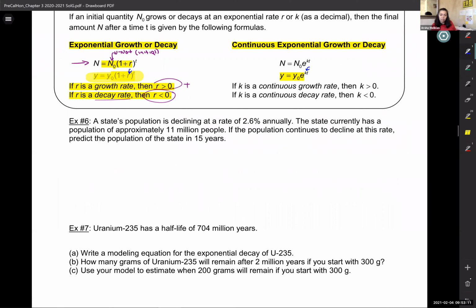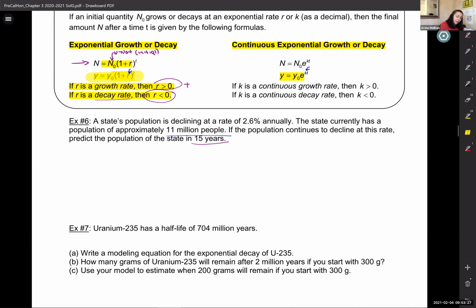All right, so a state's population is declining at a rate of 2.6% annually, right? Not continuously, so we don't have to use that formula. The state currently has a population of 11 million people. If the population continues to decline at this rate, what is the population going to be in 15 years?